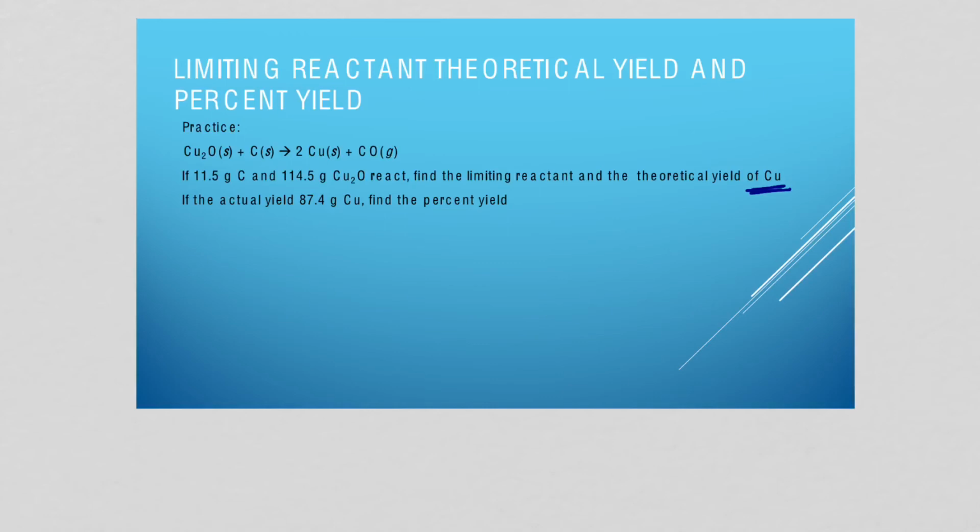Okay, so again, just like the last problem, the key is to identify what we need to look at. We're reacting an amount of carbon and an amount of copper oxide, and the key is we're interested in the theoretical yield of copper.